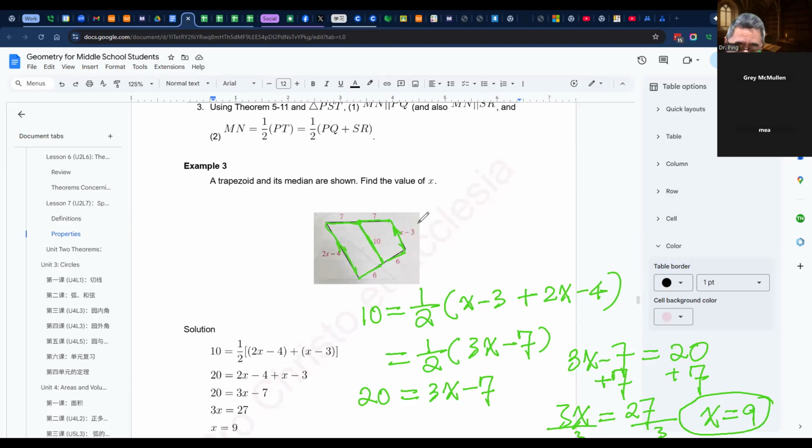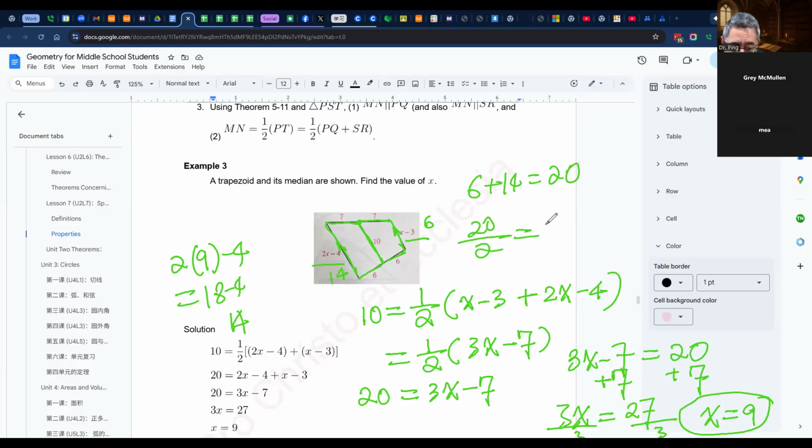But actually, we can plug in and verify it. So plug in: x minus 3 will be 6. Here is 2 times 9 minus 4, which is 18 minus 4, which is 14. So this is a 14, and this is 6. 6 plus 14 is 20. Half of that is 10. So we know we got that right. Okay?